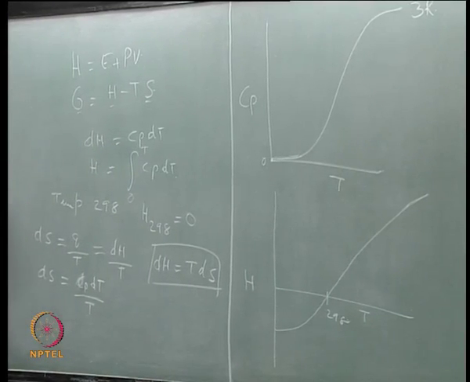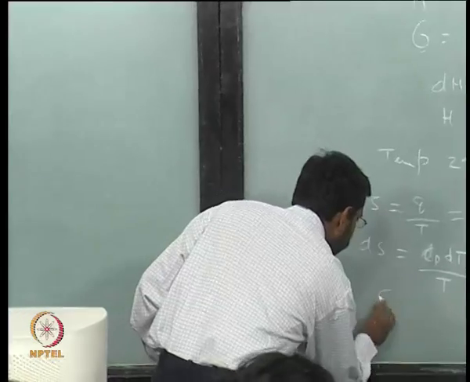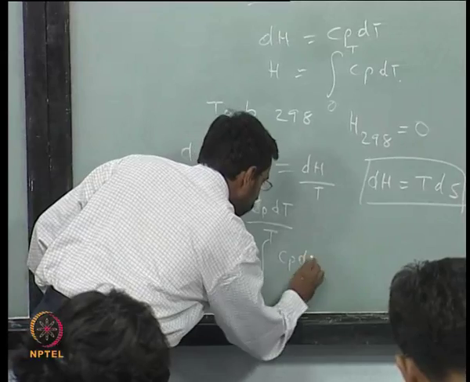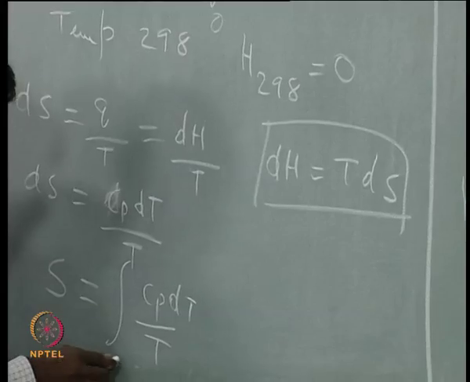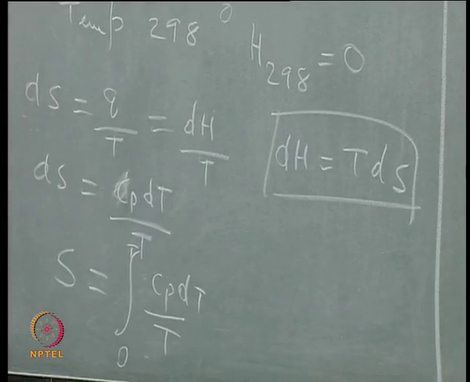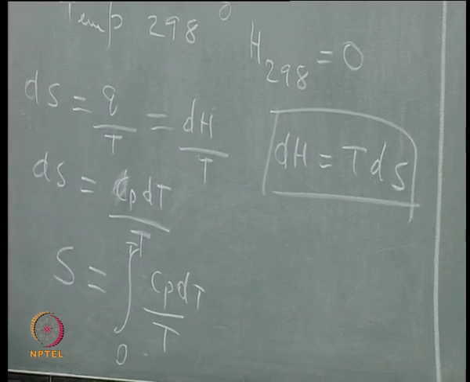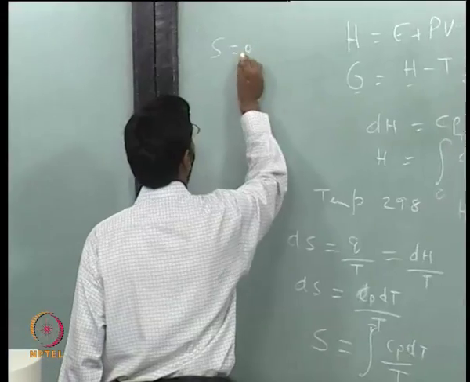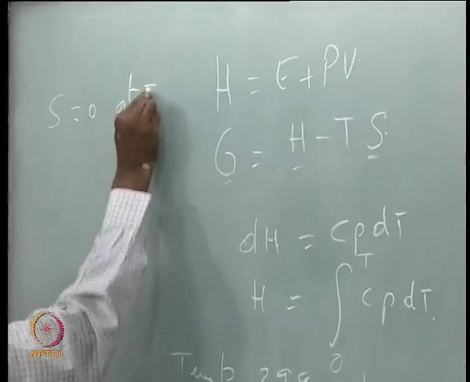Once I understand this, I can even write S as the integral of Cp dT by T, again going from 0 to T, let us say. And this is where we define the third law of thermodynamics, where S equals 0 at T equal to 0.